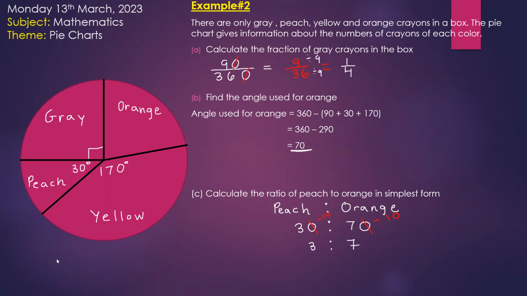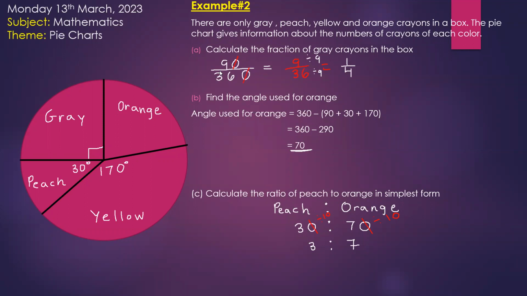Since gray is a right angle, we know that equals 90 degrees. So you do 90 over 360, because that is how many degrees the angles inside a circle should add up to. After that you can cross out the zeros, which is just like dividing them by 10. And then you get 9 over 36. 9 and 36 are both divisible by 9, so you get 1/4.